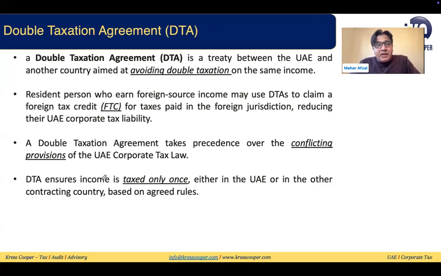Basically, wherever the provisions of the double tax treaty are inconsistent with the provisions of the law, the provisions of the double tax treaty will override the provisions of the law. I'm repeating: where there are conflicting provisions between the double tax treaty and the UAE tax law provision, the provisions of the double tax treaty will override the provisions of the law.